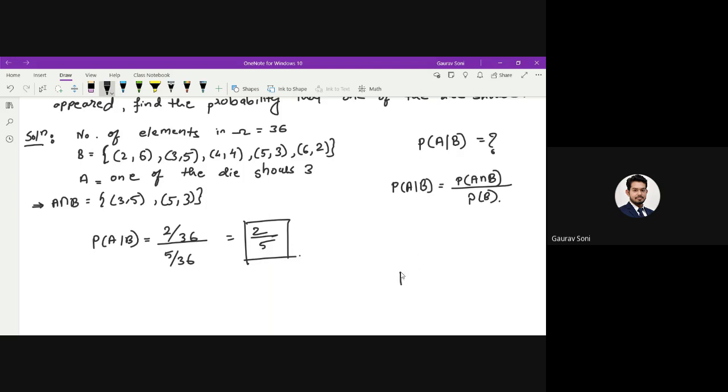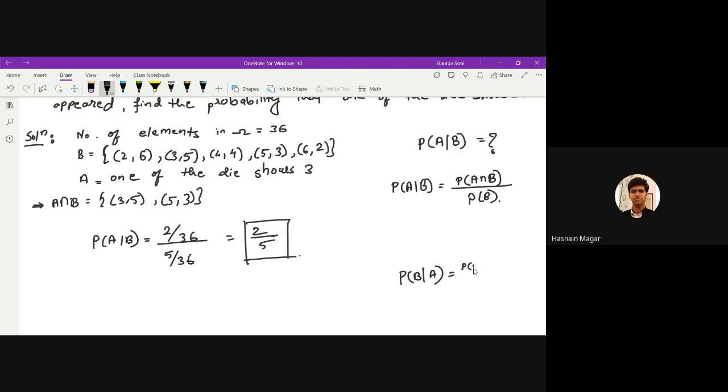What will be the probability of B when A has occurred? It is going to be the probability of A intersection B upon the probability of A. This is the final answer altogether.